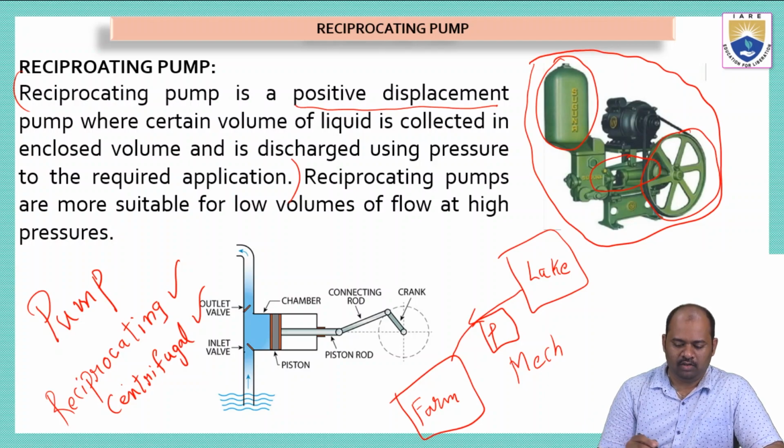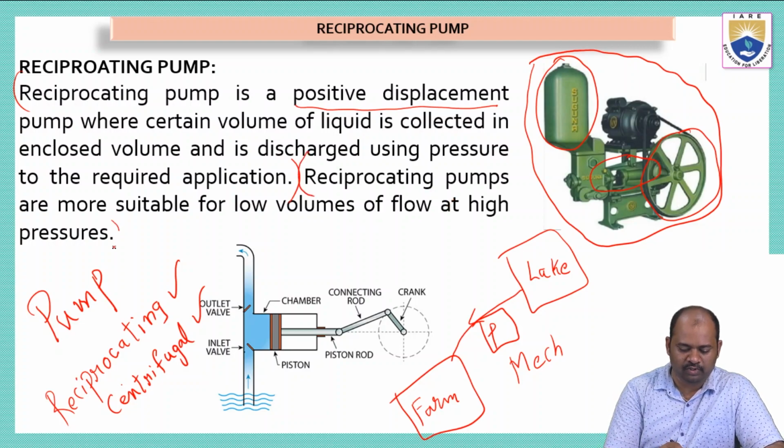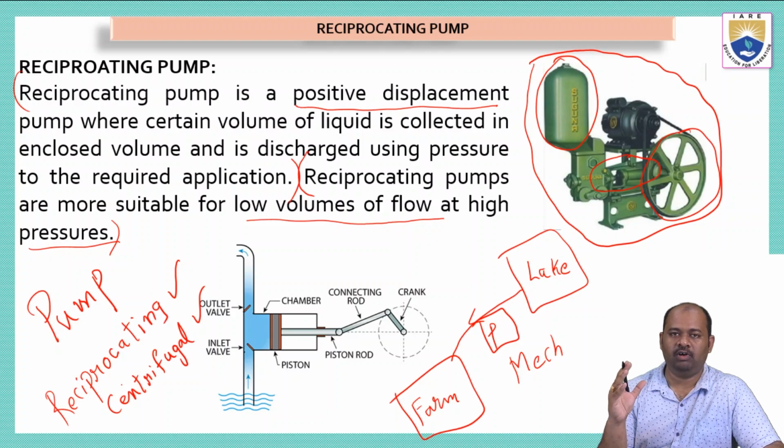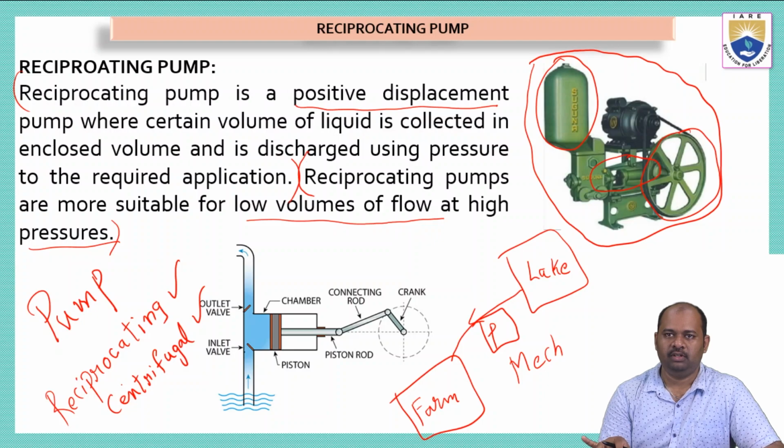reciprocating pump. Now when we see the remaining part of this definition, reciprocating pumps are more suitable for low volume of flow at high pressures. When we want to move the water at a very small quantity with high pressure, then we can select reciprocating pumps. Previously we have said both centrifugal pump and reciprocating pump have their own abilities and their own properties where they can be selected and used for a particular purpose.